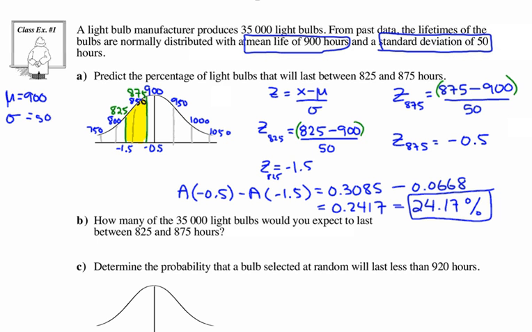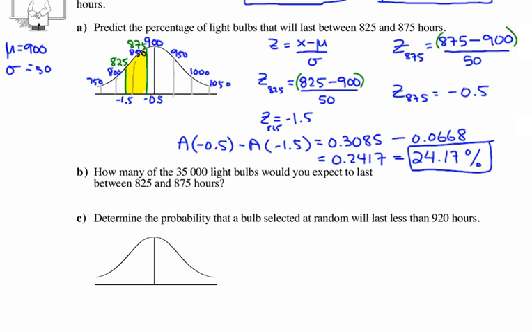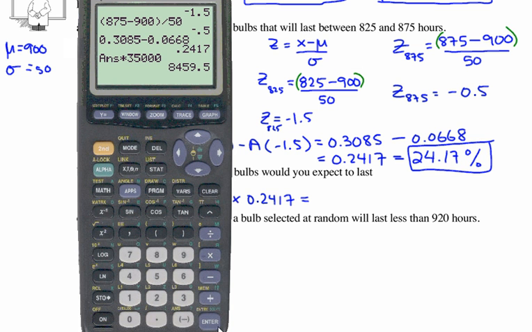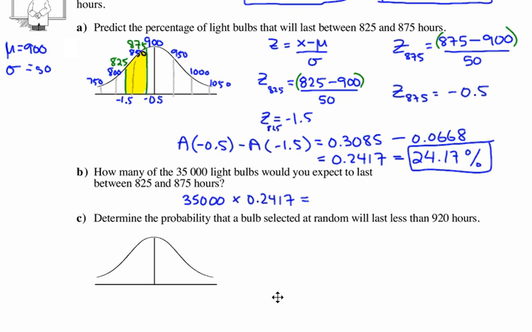So let's try another, part B. How many of the 35,000 light bulbs would you expect to last between 825 and 875? Well, we have 35,000 light bulbs times, if we know 24.17% of them are expected to last between that amount, we're going to multiply that as a decimal by the 35,000. So times our answer by 35,000 light bulbs, we could expect to the nearest light bulb 8,460 bulbs should last between 875 and 825 hours.